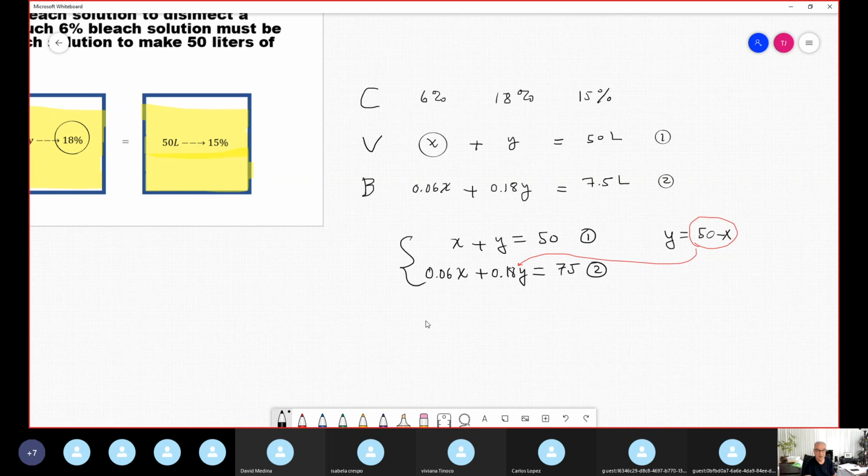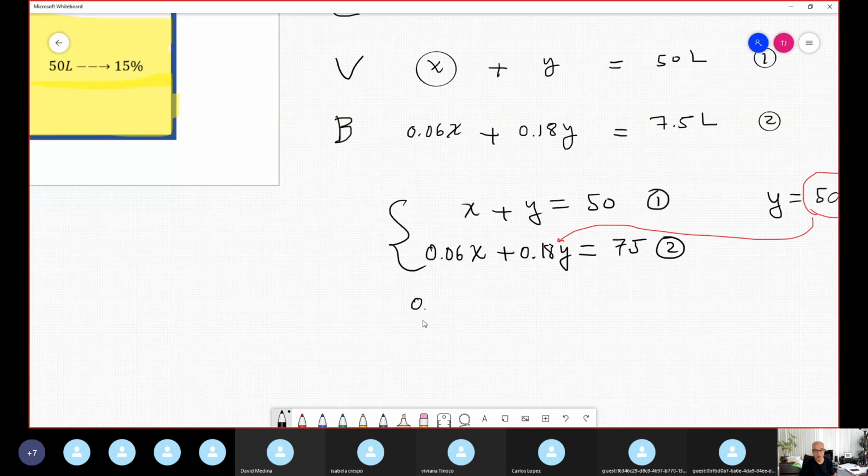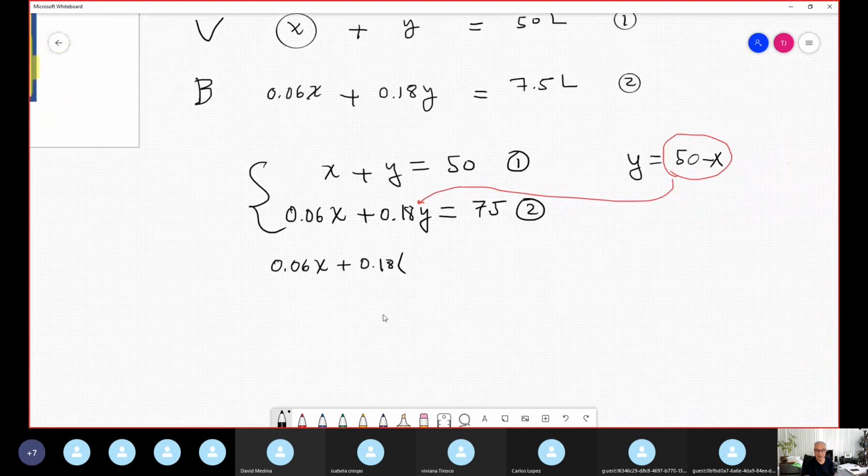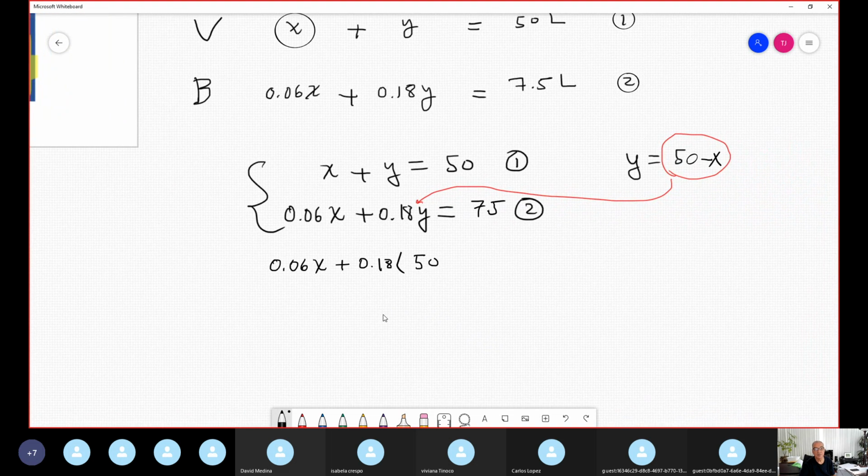So far we have 0.06 X plus 0.18 parenthesis 50 minus X equals 75. Okay, you apply the distributive property and you multiply 0.18 times 50. The answer is 9. That's 0.06x plus 9 minus 0.18x equal 75.